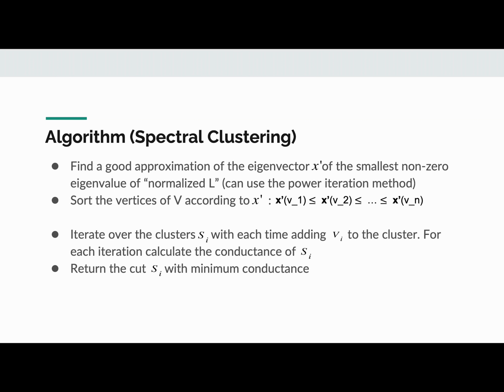Here's the complete algorithm for spectral clustering. We first find a good approximation of the eigenvector x prime of the smallest non-zero eigenvalue of the normalized Laplacian, which we will define later. We use the power iteration method to do it. Next, we sort the vertices of V according to the entries of x prime. Then, we iterate over the clusters Si, each time adding Vi to the cluster. For each iteration, we calculate the conductance of Si. Finally, we return the Si with minimum conductance.